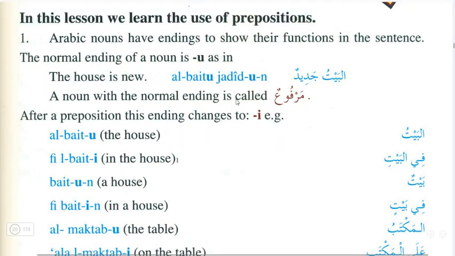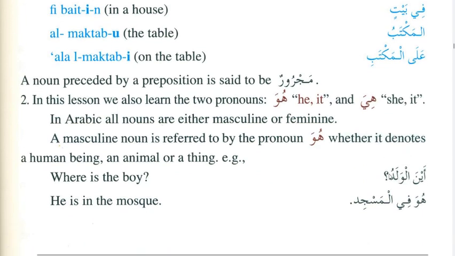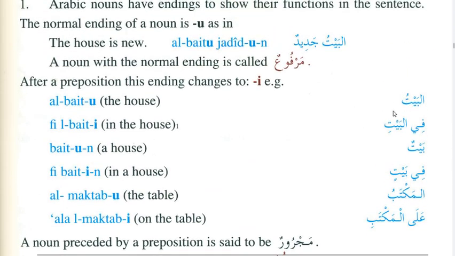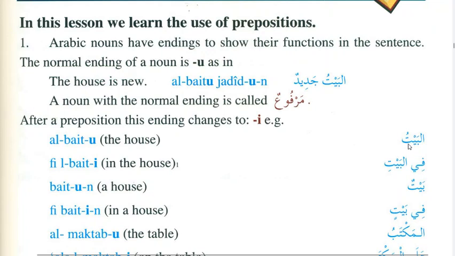So here the first thing that he is telling you is that any ism which has either dhamma or dhammatain, any singular ism, any mufrad ism which has dhamma or dhammatain at the end, is called ism marfu. It is known as marfu ism. So here al-baitu is marfu, al-jadidu is marfu, baitun is marfu, al-maktabu is marfu, al-waladu is marfu, because all of them have either dhamma or dhammatain. So this means these singular nouns are marfu ism.